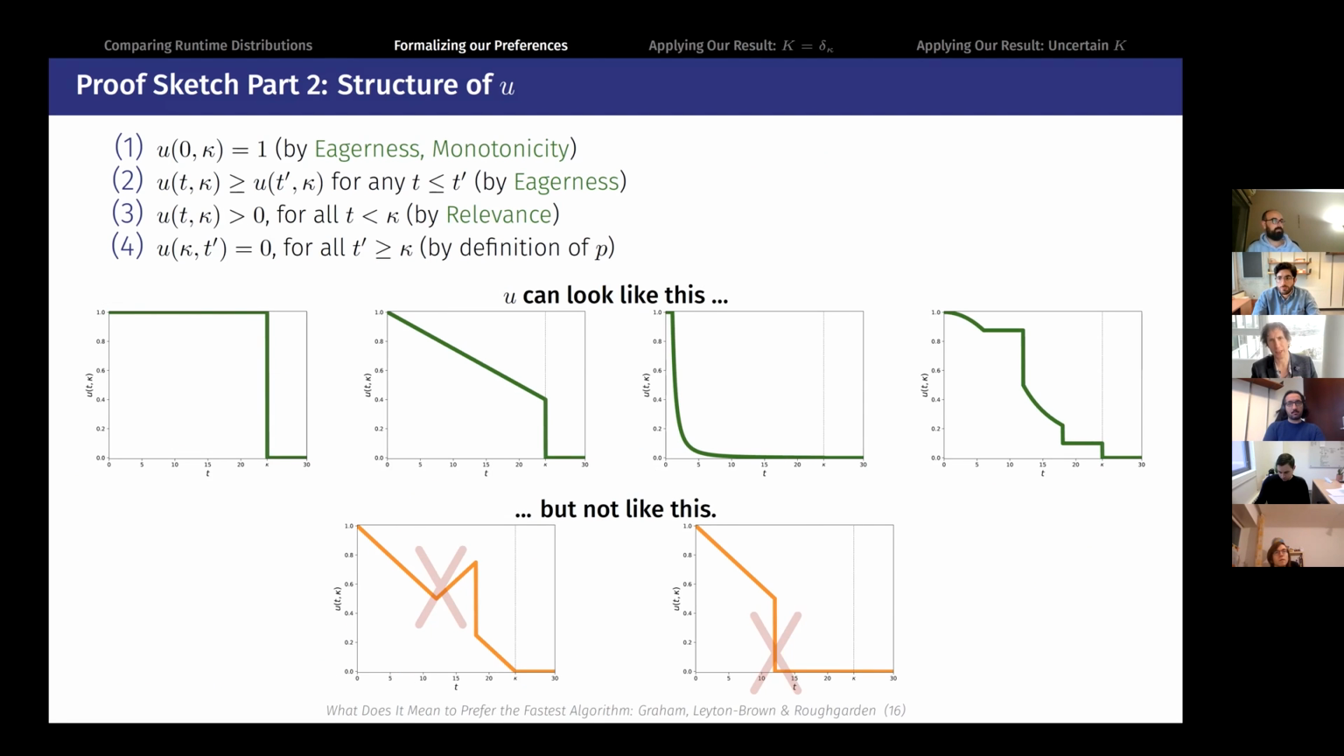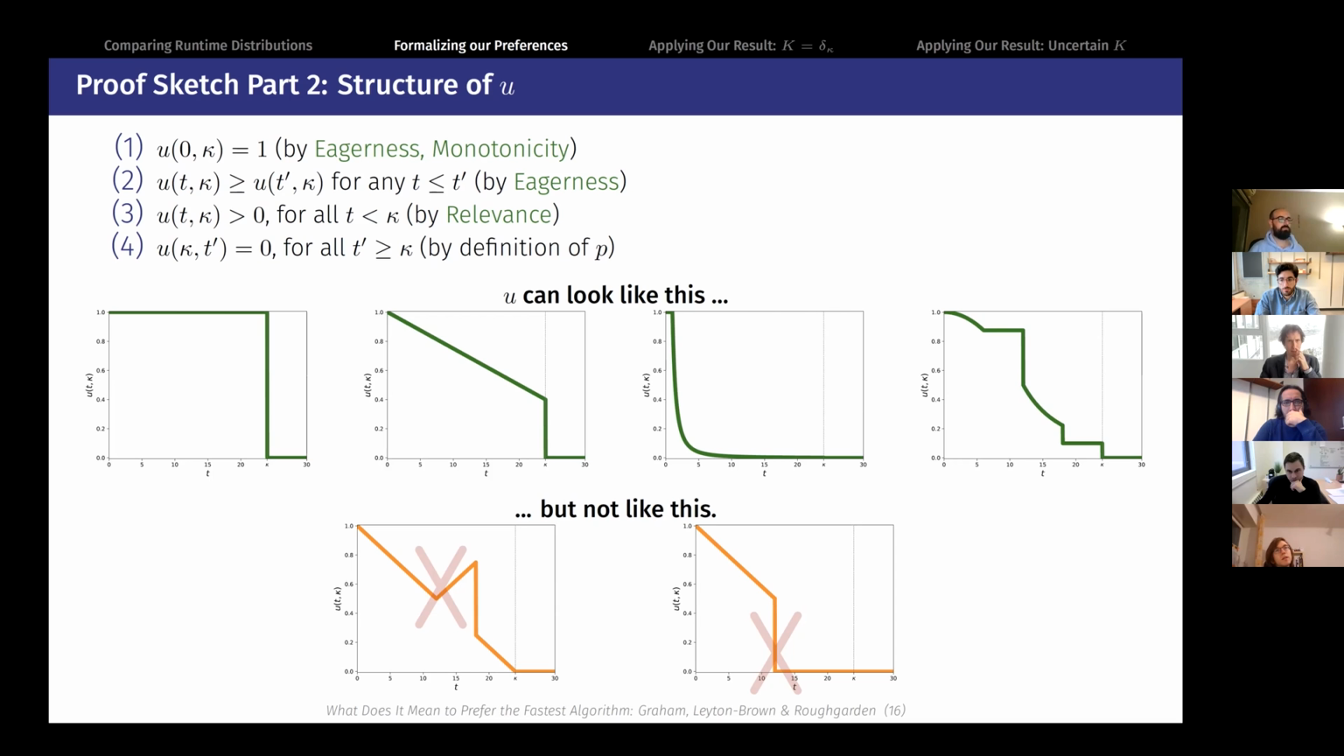I'm skipping over that part in the interest of time, and because it has the least to say, as it's similar to what von Neumann and Morgenstern do. The second part speaks about the structure of u. Again, each of these pieces follows by an application of our axioms. The first one follows by eagerness and monotonicity. The second one follows just by eagerness. The third one follows almost directly by relevance. And the fourth one, if you're playing this back later and can look at it more slowly, is just implicit in the definition of P, because the probability is 0 beyond the cap time.